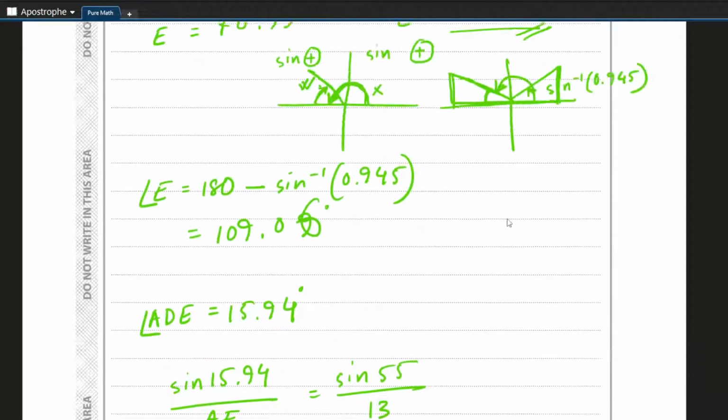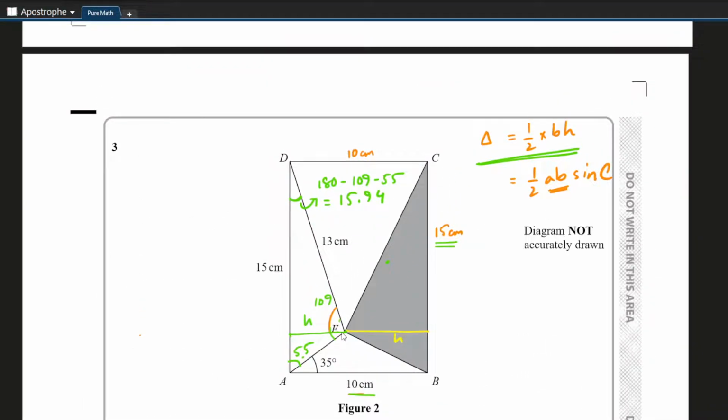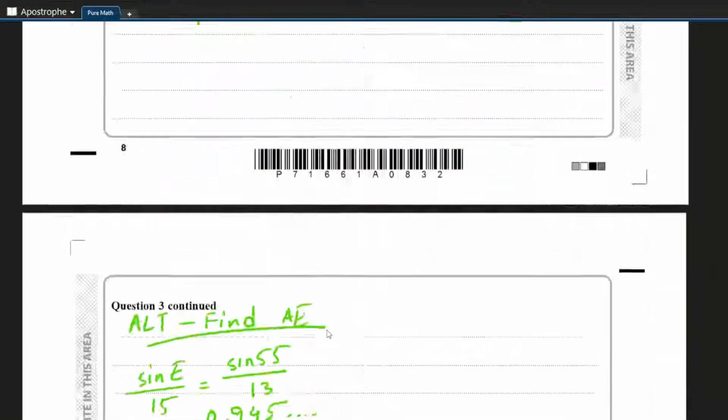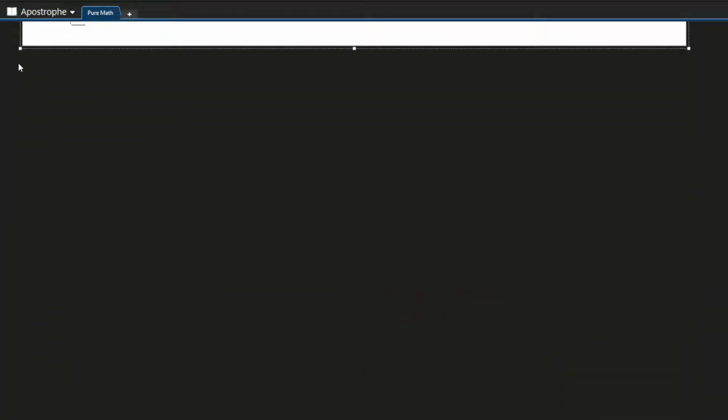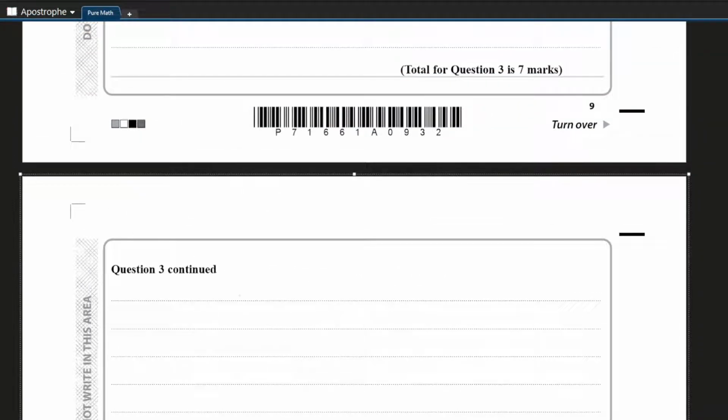Now we got AE. Now we can easily calculate this height. Let me make another copy of this. The height of triangle ADE, let the height of triangle ADE be, say, H1.